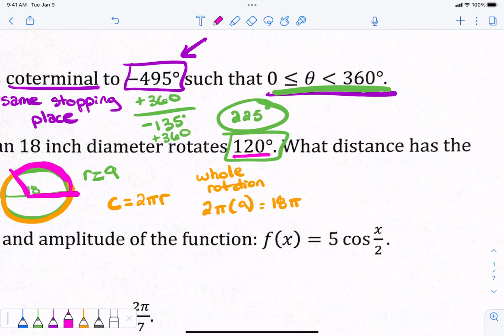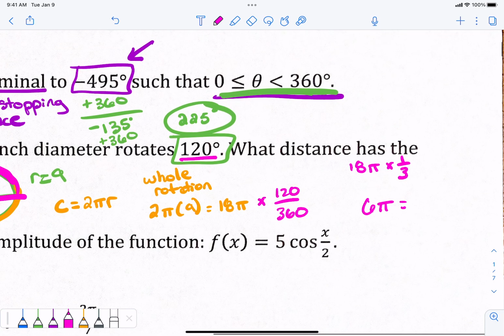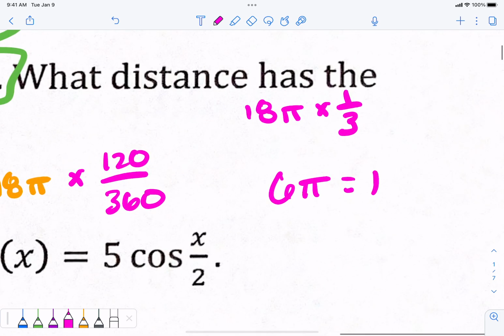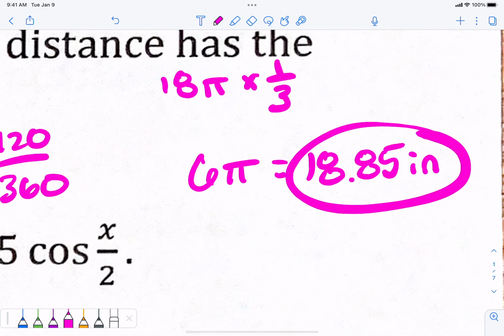Times 120 over 360, or times a third, right? 120 over 360 is a third. That would be kind of like saying 18 pi times a third, or divided by 3. 18 pi divided by 3 is 6 pi, right? And 6 pi is 18.85 inches, just inches.